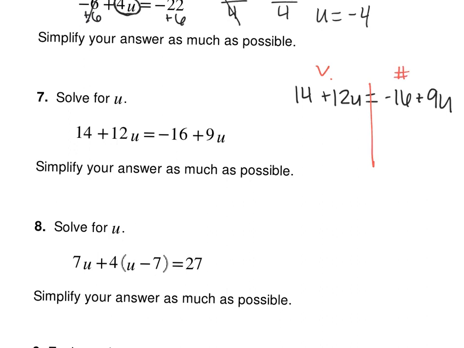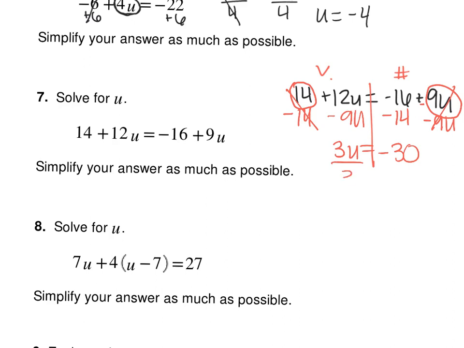So I need to get all my variables on this side. So we got to move this 9u over here, and I need all my numbers on this side. To move my 14, that's the first thing I see that needs to go on this side. Remember, I would circle them because they don't belong. We're going to subtract. That's a positive 14. We're going to subtract 14 on this side. Those cancel. Then we're going to subtract 9u because it's plus 9u right here. Those cancel. Subtract 9u. We're left with 3u equals negative 30. Divide by 3. Divide by 3. U equals negative 10. Again, you can check that work.